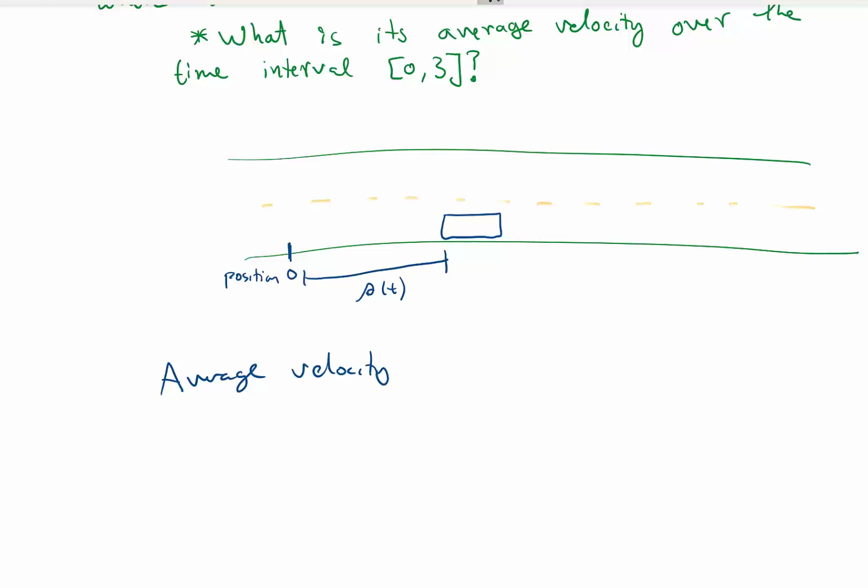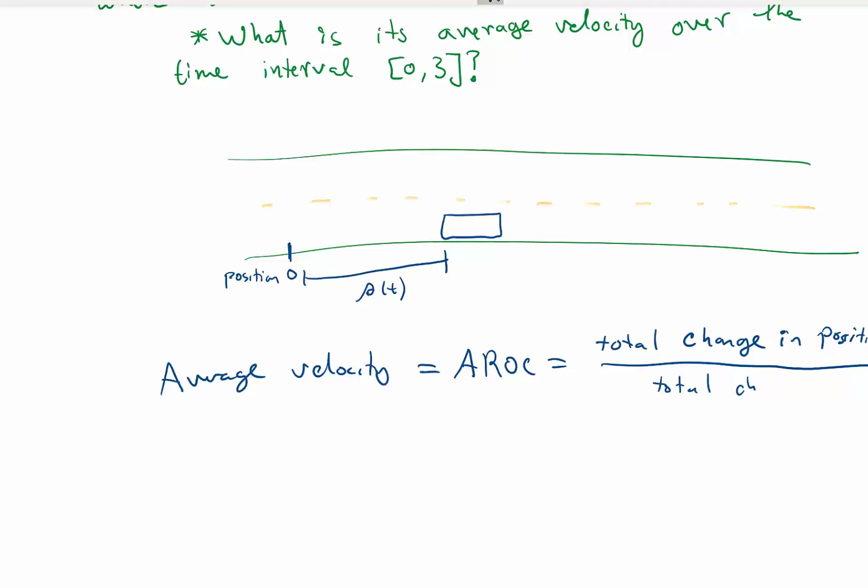velocity is going to be the same as the average rate of change, which will be the total change in position, or later we'll call this net change. So it's how far the car traveled during that time over the total change in time.